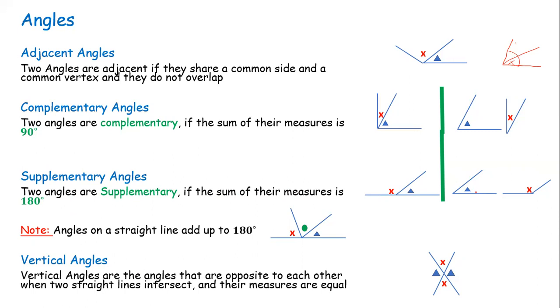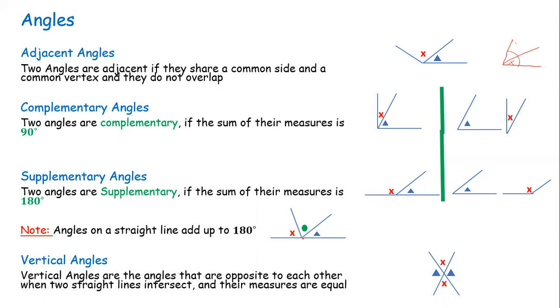For example, here we have this angle has the same size as this, and that angle has the same size as this. So if we add the two sizes of this angle and this angle, we will find the sum to be 180 degrees, although they are not adjacent. So here we have a note that angles on a straight line add up to 180 degrees.